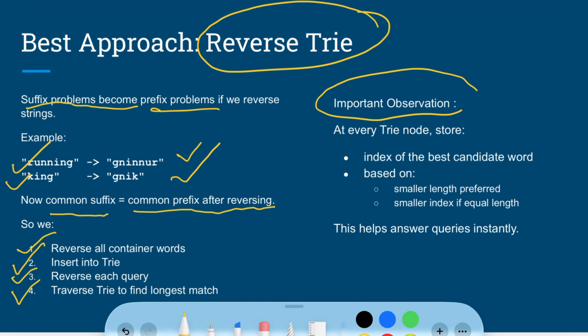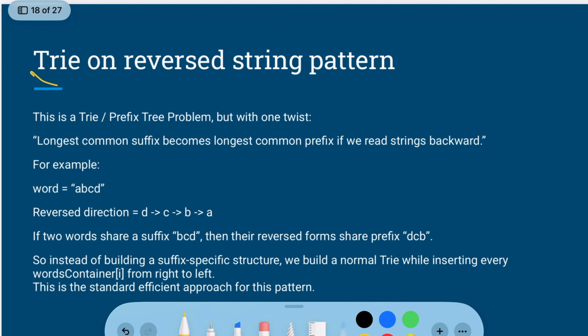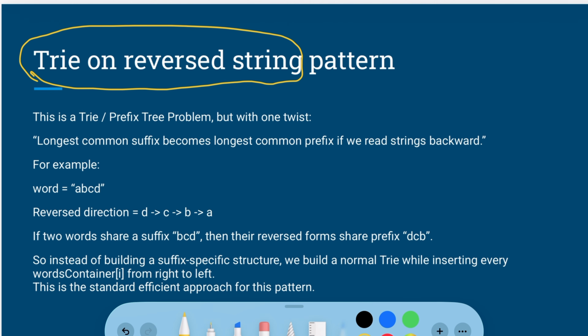And so the important observation is that at every trie node, we store the index of the best candidate word. We know that there are two conditions: either the smallest length or the smallest index will win, right? So that we know already. The trie on the reversed string is a pattern, guys.